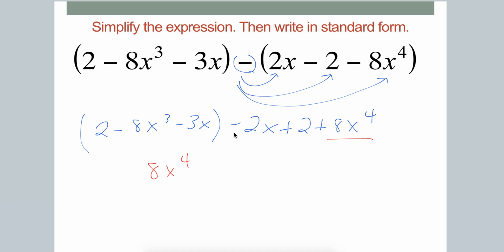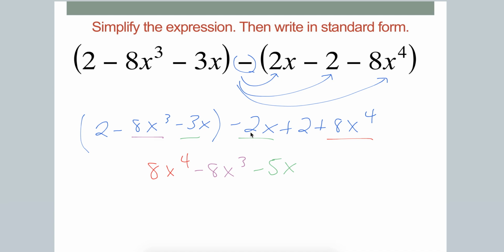So then the next term would be to the power of 3. It looks like we only have one of those. So again, nothing else to combine with. So negative 8x to the third. Let's continue looking around. Any x squared terms? No, doesn't look like it. Any x terms? Yes. So we have negative 3x and negative 2x, which would combine to negative 5x.